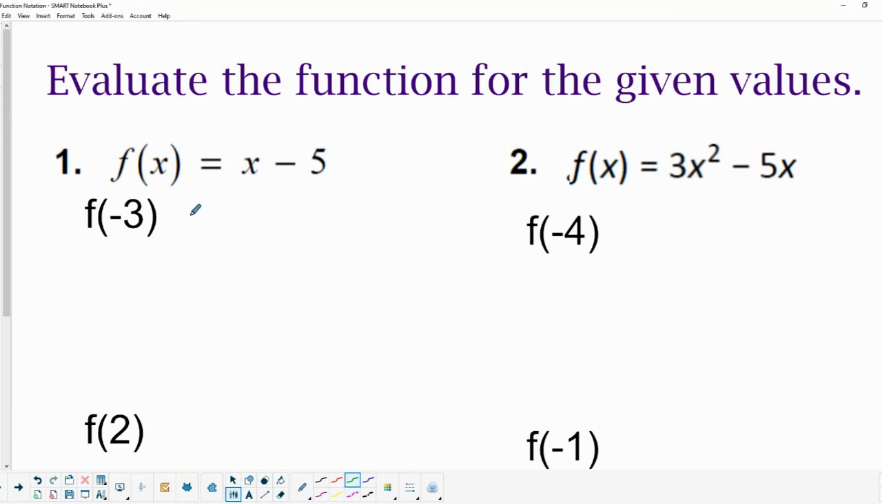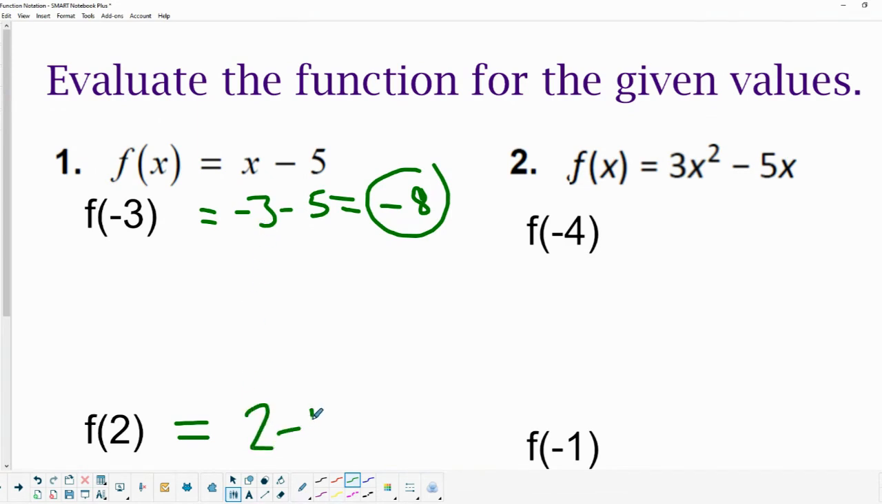Okay, let's practice a couple more. What would our function give us if we put in negative 3? So negative 3 minus 5. Our function value would be negative 8 in that case. What would happen if we put in 2 for x? So we'd end up with 2 minus 5, which is minus 3.